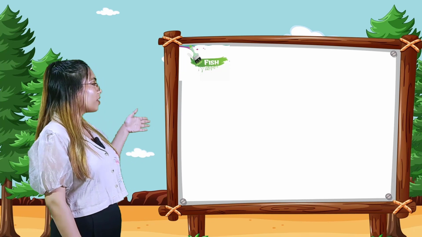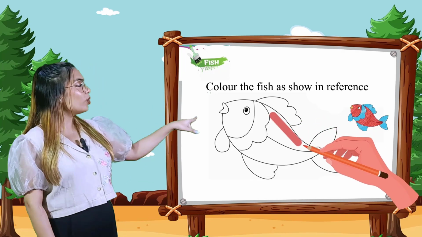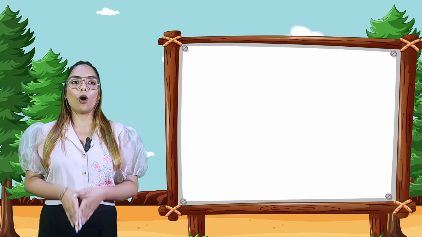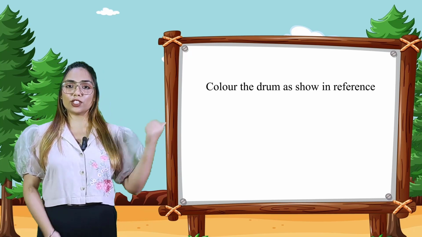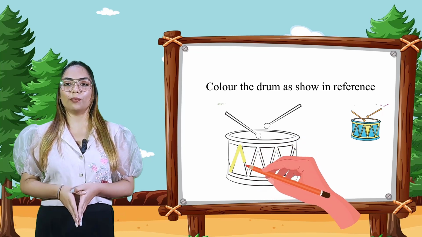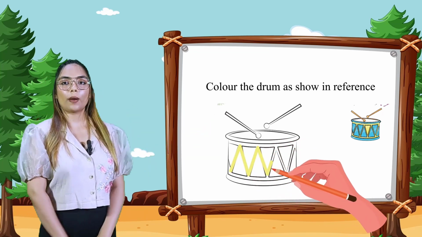Moving on to the next figure, we have a fish. So color this fish with blue and red as shown in the figure. Moving on, over here we have a musical instrument. Can you guess which musical instrument this is? Yes, it is a drum. So color this drum as shown in the reference.